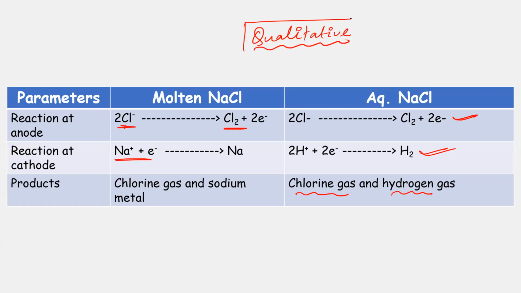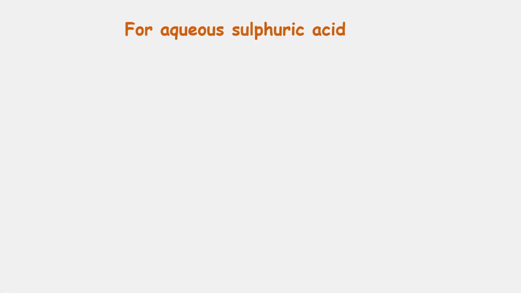Okay, qualitative analysis of electrolysis. There is also one more portion in which we have sulfuric acid, H2SO4. Now, if you have aqueous sulfuric acid, the sulfuric acid can be concentrated or dilute. That is the only two cases.